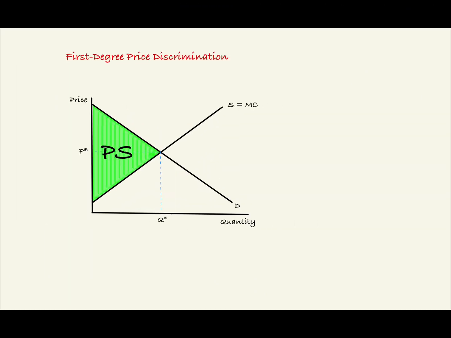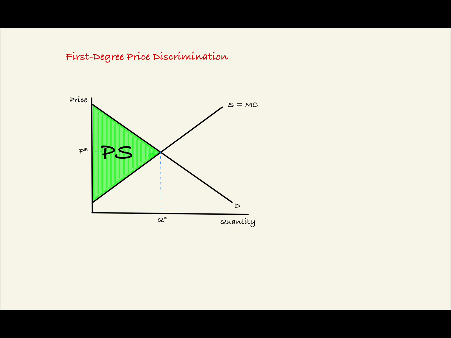Now let's take a look at first-degree price discrimination. Remember, first-degree price discrimination is when the producer charges the consumer the maximum price the consumer is willing to pay for the product. Now let's take a look at the graph below. You'll notice that there is no longer any consumer surplus. Remember that consumer surplus is the difference between the consumer's maximum price they're willing to pay and the price that they actually pay.